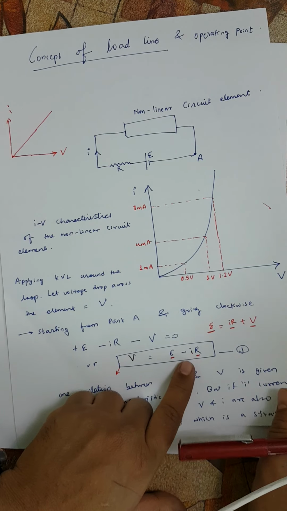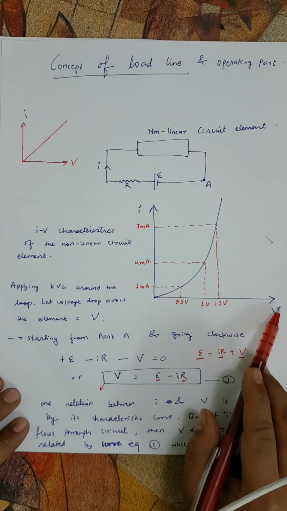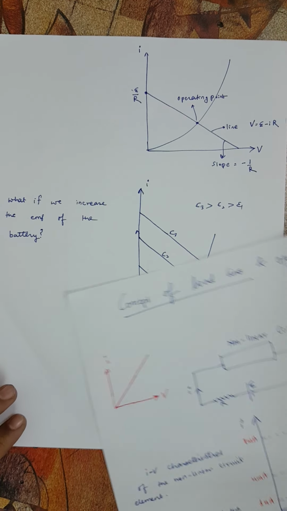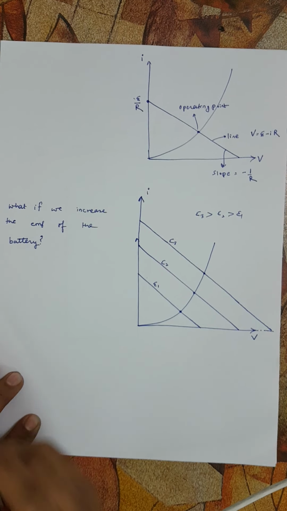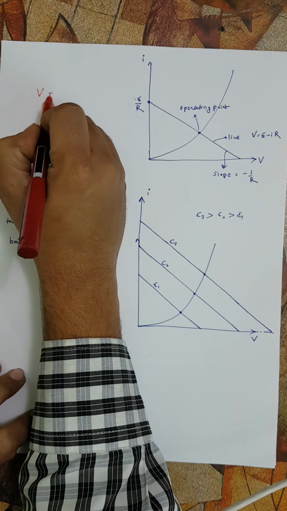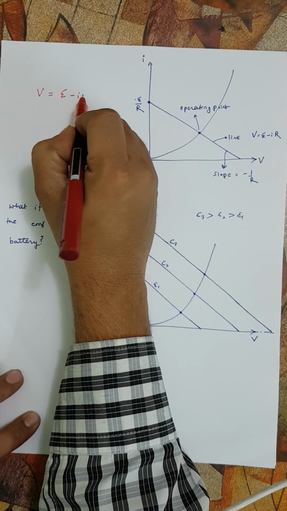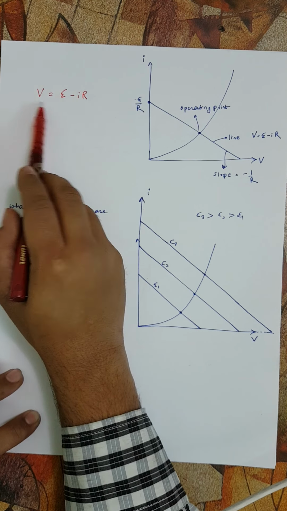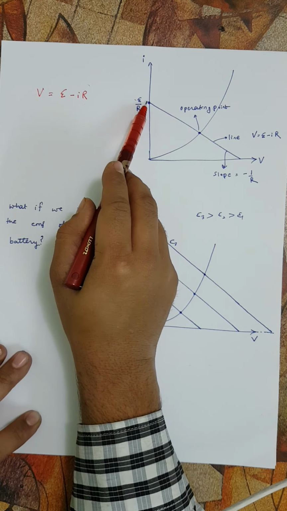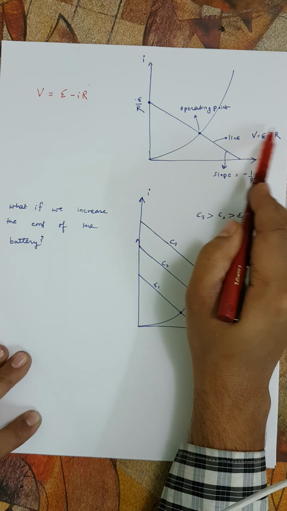So negative slope. Again, we are plotting this I versus V. This I is this I and this V is this V, isn't it? Now obviously this V is the voltage across the non-linear circuit element. It's coming out to be equal to E minus IR, where I is the current through the non-linear circuit element, and this V and I must satisfy this equation of the straight line, and this is the line V equal to E minus IR.